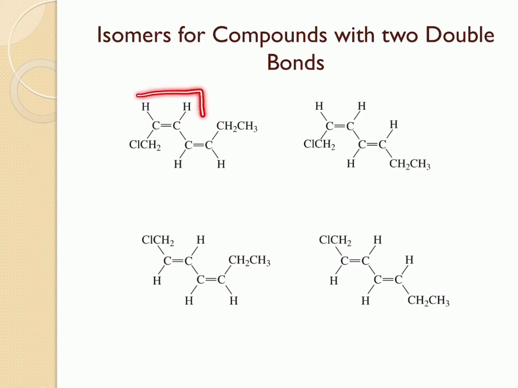Since you have the two hydrogens on the same side, we can definitely tell that this is going to be Z configuration. This double bond is Z configuration. And here also it is going to be Z, since the two hydrogens are on the same side of the molecule. The two low priority groups are on the same side of the molecule.